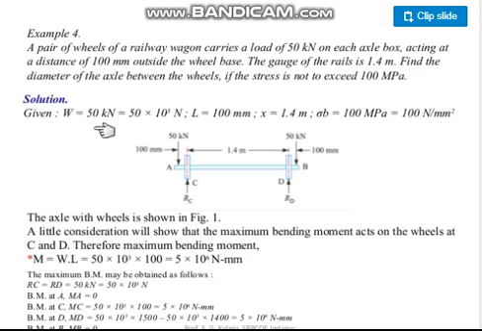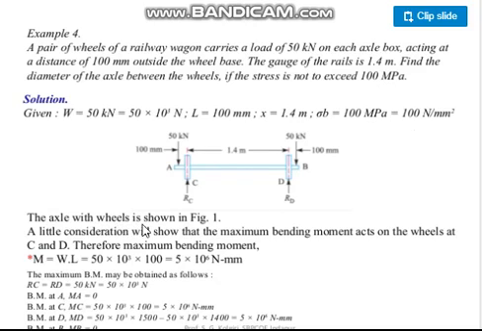Okay, anyway, now W is this one acting here at a distance of 100 mm from the wheel, outside. How do we know whether it is this side or that side? This is also given along with the question. That's how you will know. So on this side 50 kilonewtons, that side 50 kilonewtons, on the axle. That is the weight. And L is 100 mm, and X is 1.4 meters, which in millimeters will be 1400 millimeters. And sigma B is given as 100 MPa, that means 100 Newton per mm square.